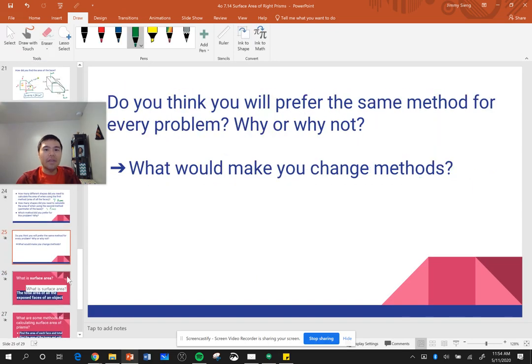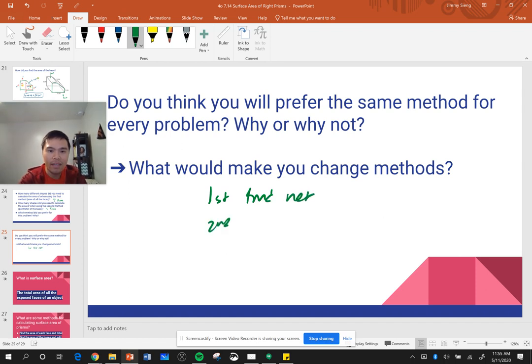Okay. So do you think you will prefer the same method for every problem? Depends, right? What would make you change methods? Well, it depends if you can't make a net. If I can't make a net, then I have to use the faces, right? But maybe the idea is first see if you can do a net. So I would say first find a net, and then second, if not, then just use faces. Use faces, right? That's the 2 methods you can do.